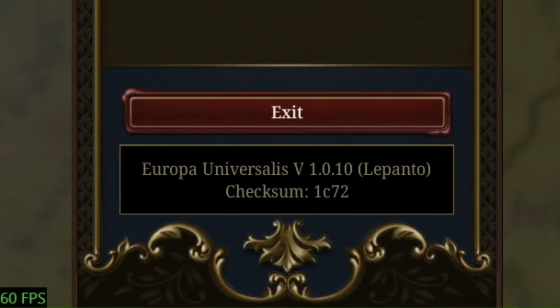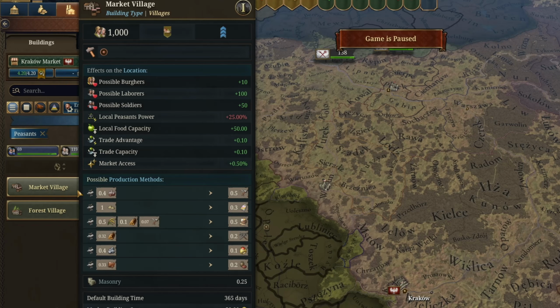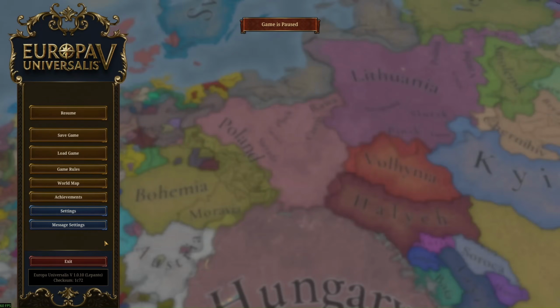Since patch 1.10, market access will also be increased by trade buildings. In rural areas, these will be market villages. And as I said, I will update this kind of information in the pinned comment, so it's worth checking there.